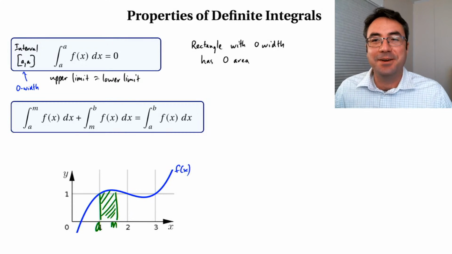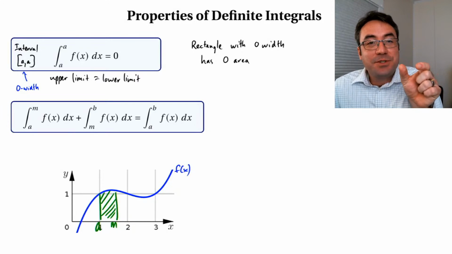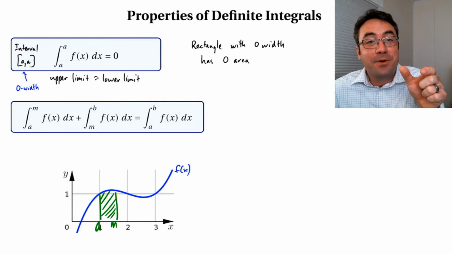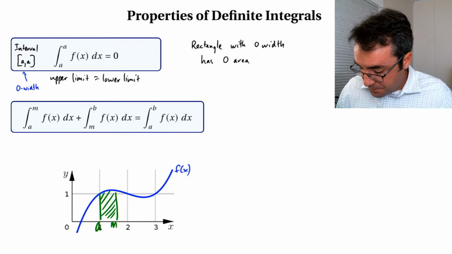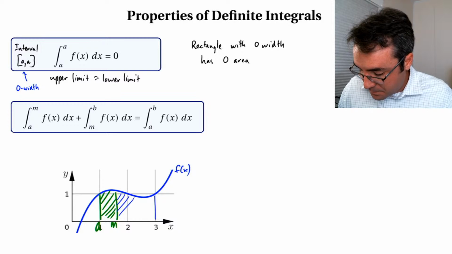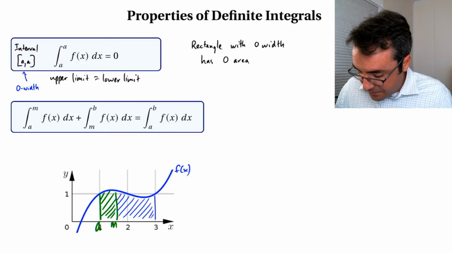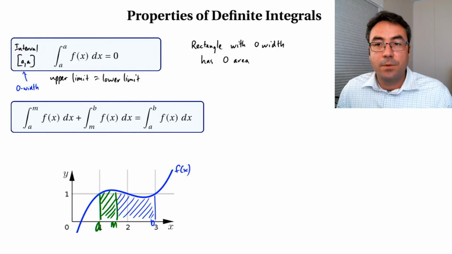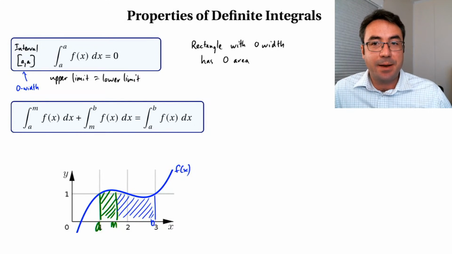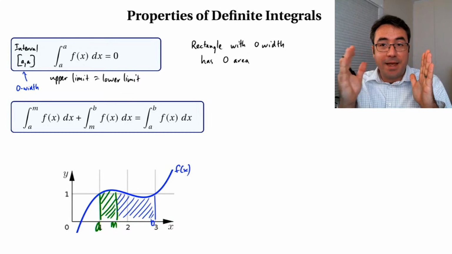Forgot how to write an m there. So if we're interested in looking at the area under the curve from a to m, and then we're interested in the area from m to b, well, we could just save ourselves the step and look at the area just going all the way from a to b.